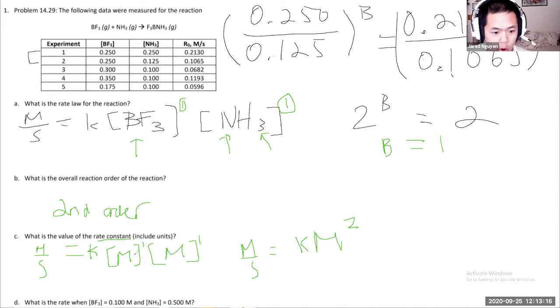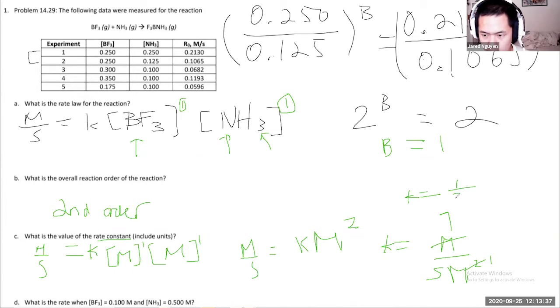I did M squared because M times M is M squared. So all you need to do to solve for K is divide M over S by M squared, just divide M squared on both sides, and that'll give you K is equal to 1 over S M. So 1 over S M, and if you check your table for rate laws, that is actually the value that you get. So that's pretty easy.